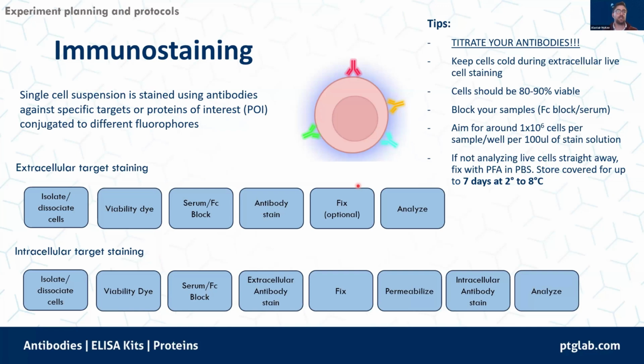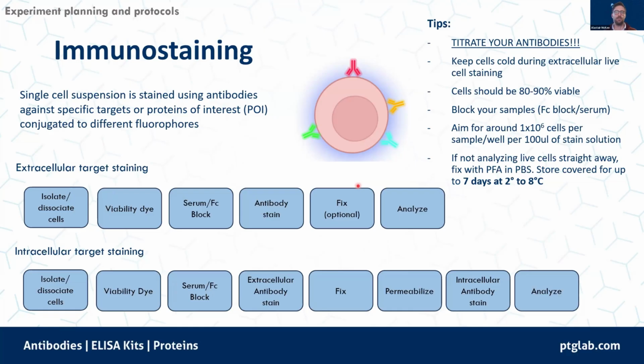In terms of intracellular target staining, what we need to consider here is that we want to stain our extracellular targets first. So we follow the protocol up to that point, but then we want to fix our cells first, and then once we fix them, we want to permeabilize them so we can access the intracellular targets. And the selection of fixation and permeabilization depends again on whether or not you've used extracellular antibodies. So if you have stained for extracellular targets, you might not want to use something like methanol, for example. You'd want to use something like PFA.